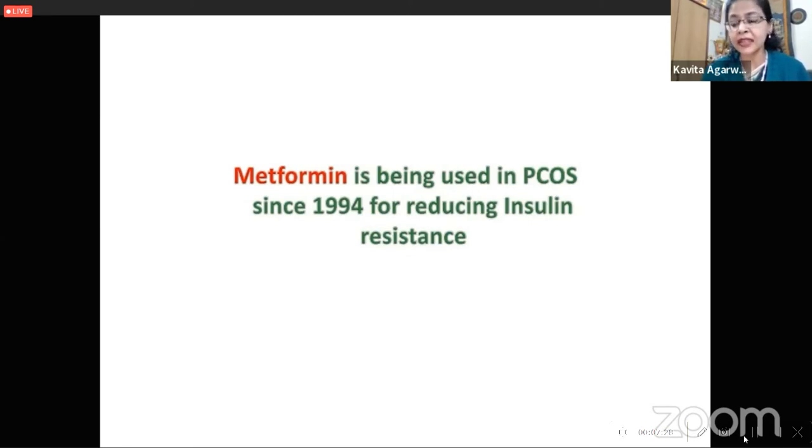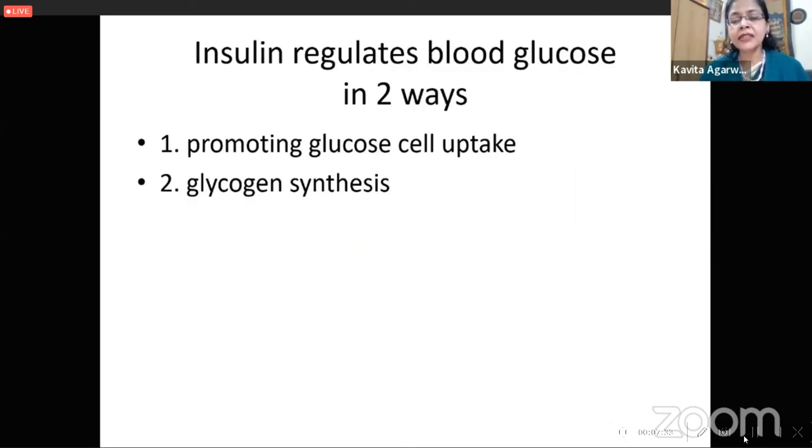So why is it so? For that, we will need to look into the insulin. What is insulin doing? Insulin regulates the blood glucose in 2 ways. It is promoting the glucose cell uptake. Now, this glucose can be used in the form of energy or it can be stored as glycogen.